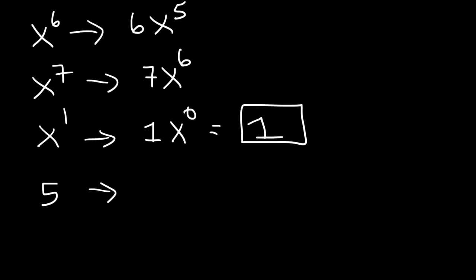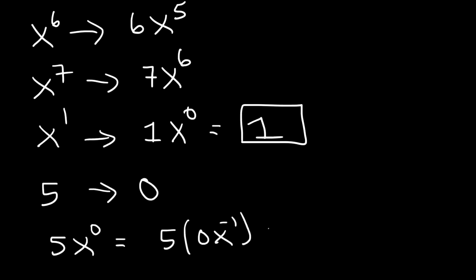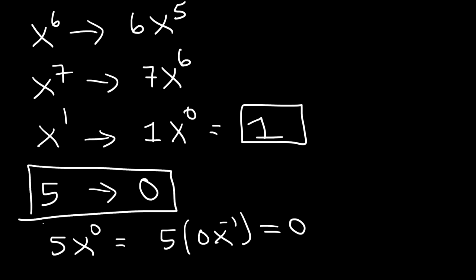The derivative of a constant is 0. When you see 5, think of 5x to the 0 because that's equal to 5. And the derivative of x to the 0 is like 0x to the negative 1, which if you multiply anything by 0, the whole thing is 0. So the derivative of any constant is always 0.